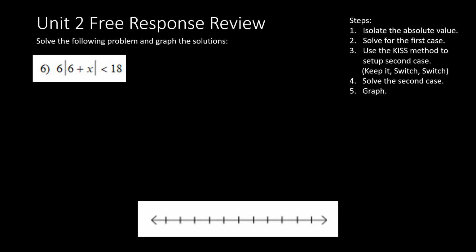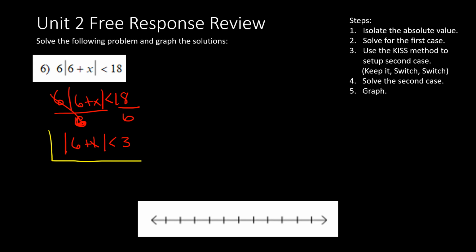We're going to do the same thing. We want to isolate the absolute value. So if I have 6 times the absolute value of 6 plus x is less than 18, I want to divide both sides by, not 3, by 6. Divide both sides by 6. So those 6's simplify out. And we get the absolute value of 6 plus x is less than 18 over 6, which is 3. Let's go ahead and box that, because this is important.